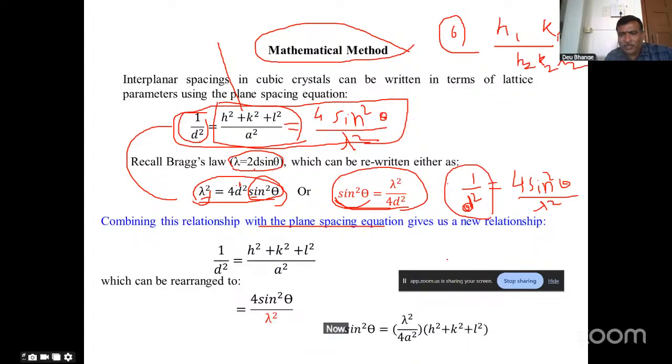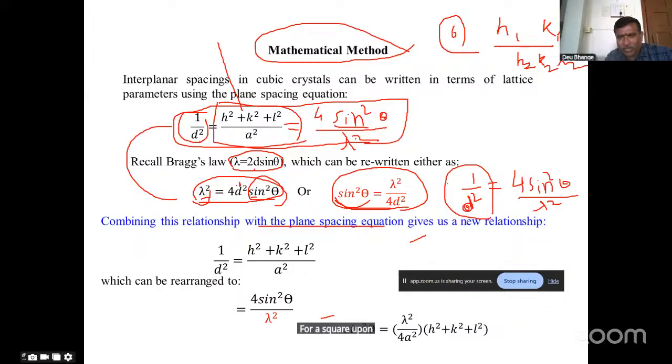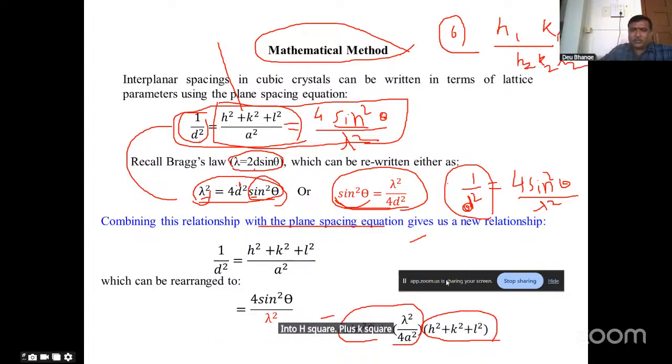Now what we can do is mix this equation. So sine square theta is equal to lambda square upon 4a square. So this a you can take to this side, 4a square upon lambda square. So you take it to this side, so that will be sine square theta is equal to lambda square upon 4a square into h square plus k square plus l square. So this equation you can rewrite, so you can rearrange this equation likewise.